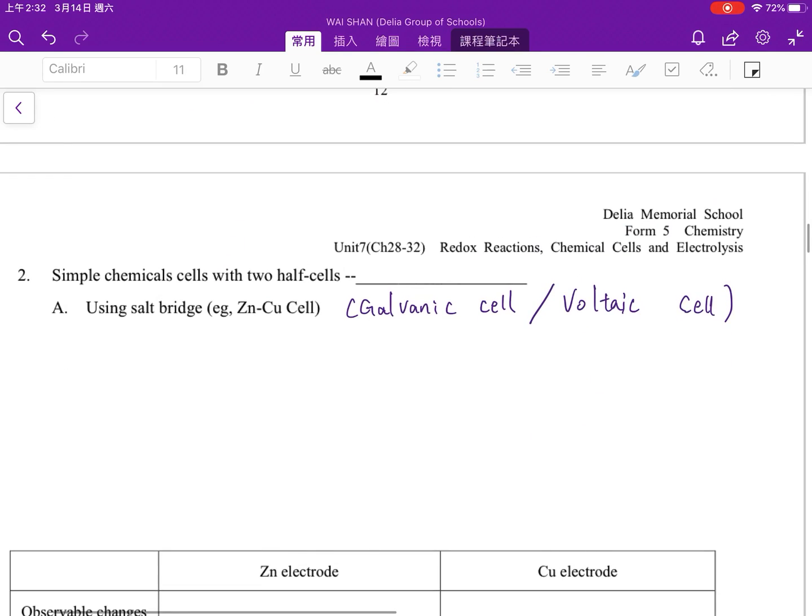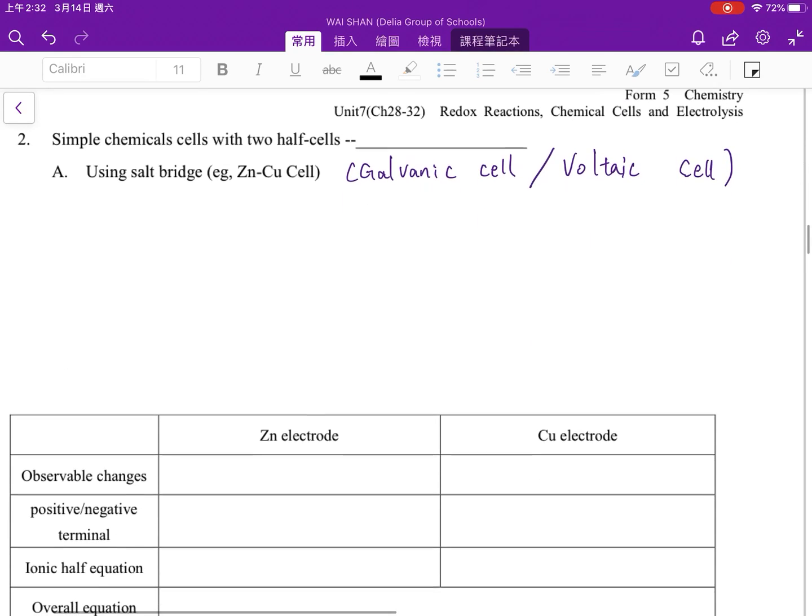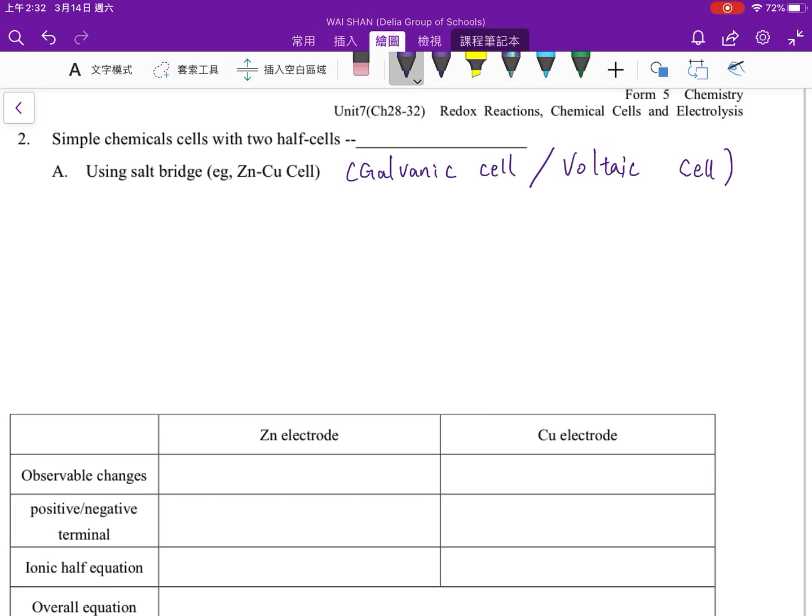To improve this, people designed another kind of battery with 2 half cells, because they found that hydrogen gas is formed, so they changed. They don't use the acid. Instead of using the acid, they use some other ionic compounds. For example, this kind of cell we also call a galvanic cell or voltaic cell.